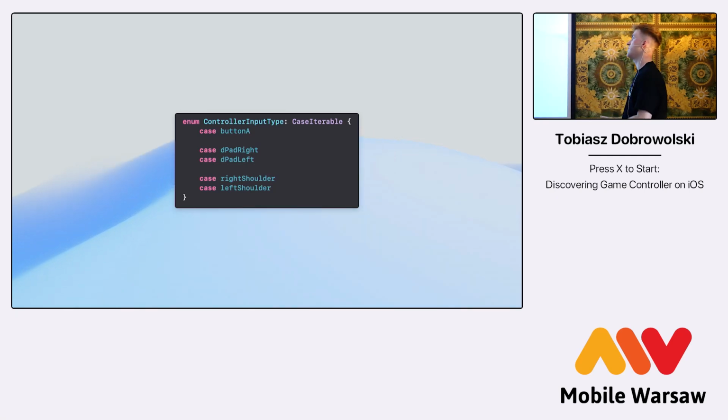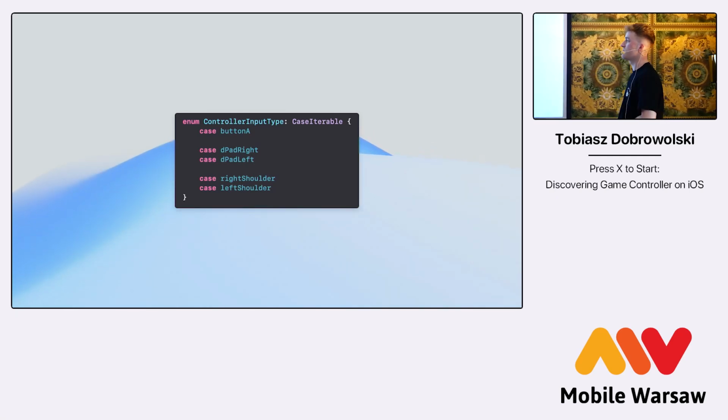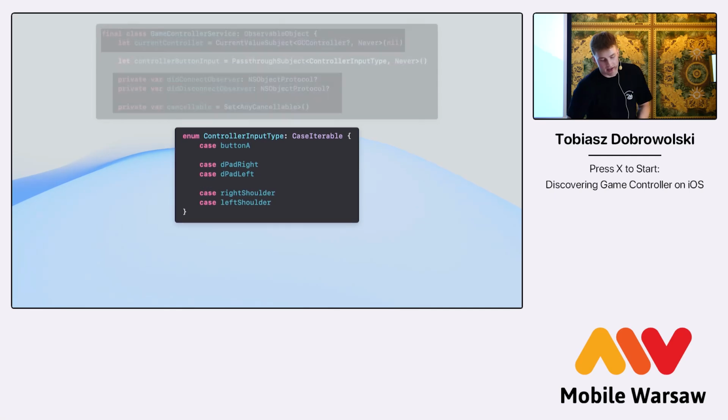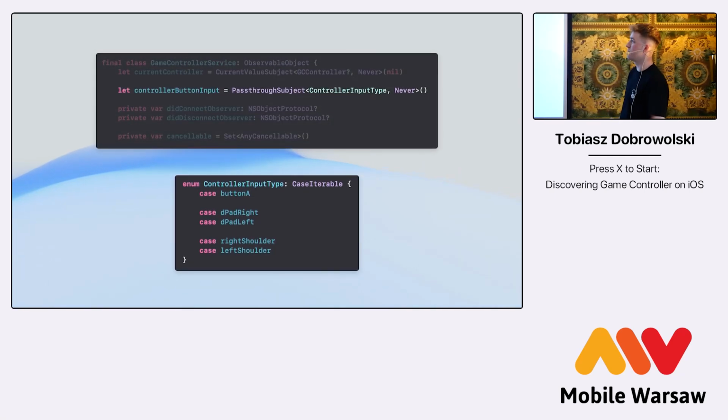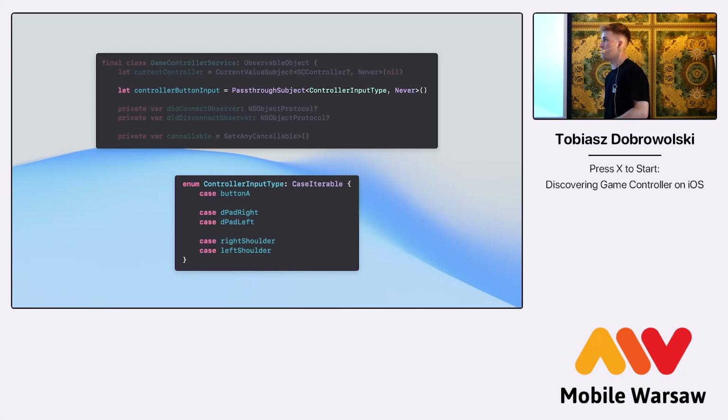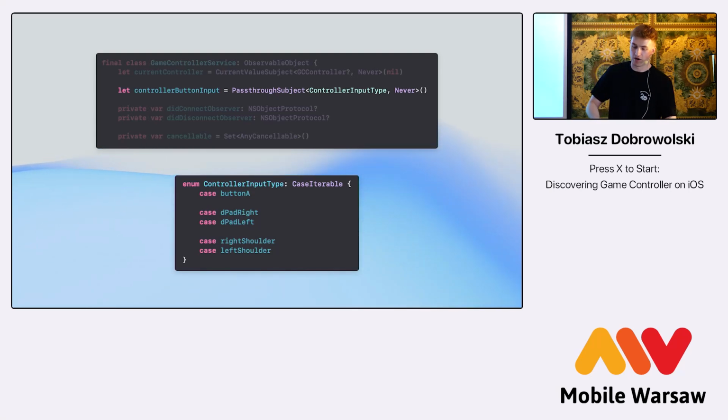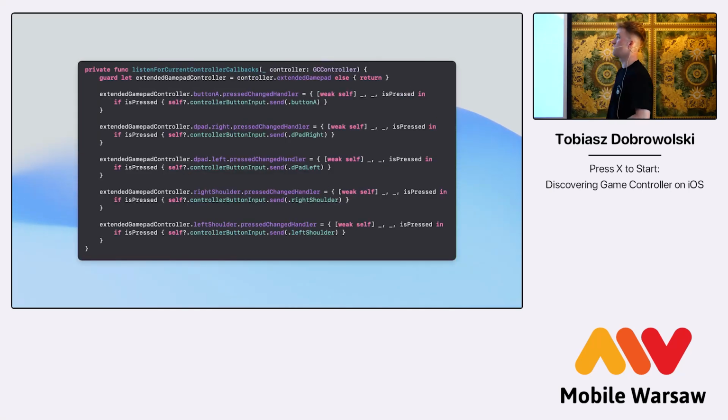This is the best option, I think, to create some enum with the buttons that are supported in your app. In my case, that was the enums. So I will send the information about the button input to the pass-through subject because I don't want to store it. I just want to send a signal that something was pressed, and my view models in the app will subscribe to it and respond to the action per view model and per view. Okay, so this is what it looks like with sending the pass-through subject.